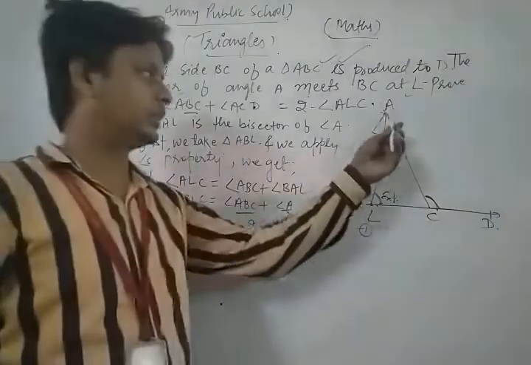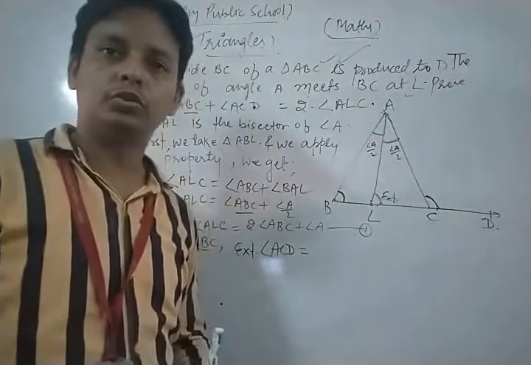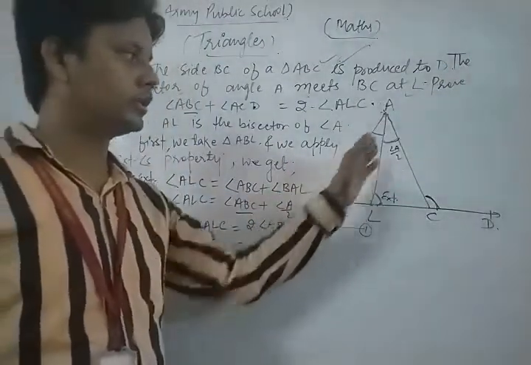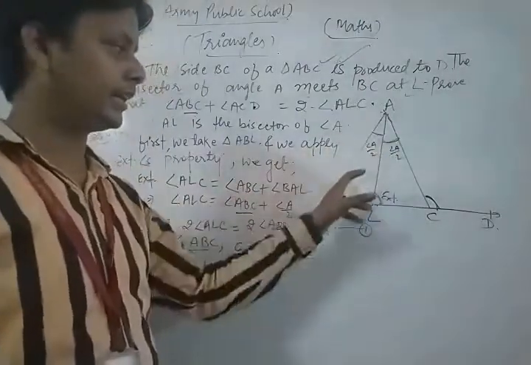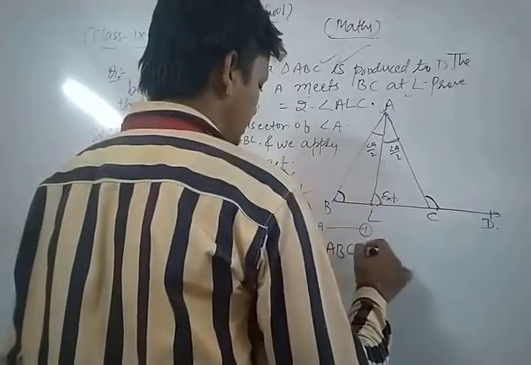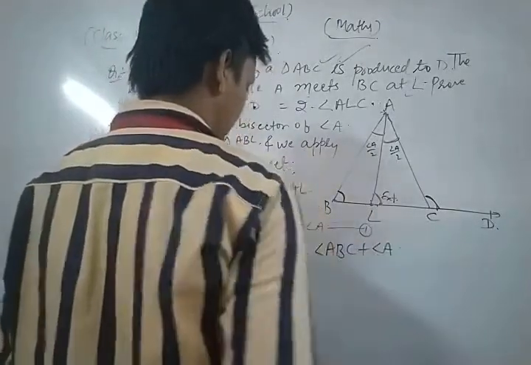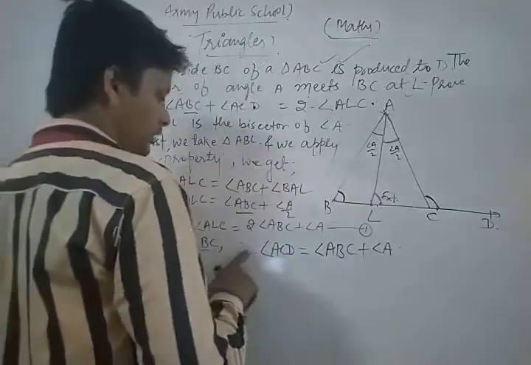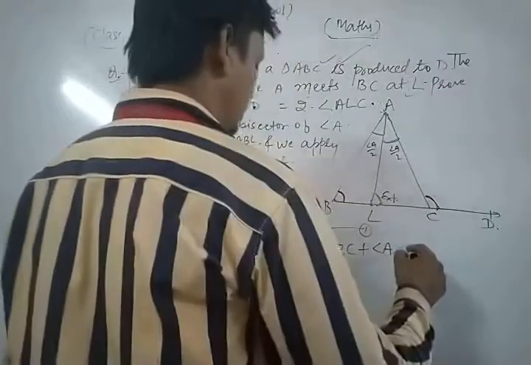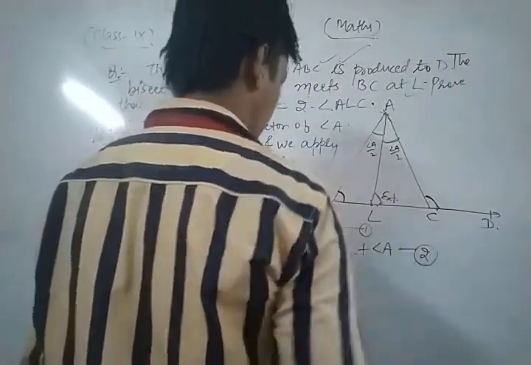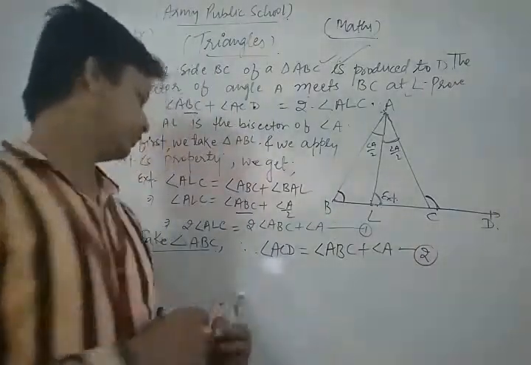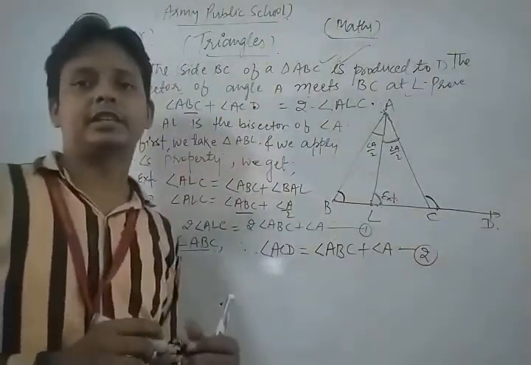Look, exterior angle ACD is equal to the sum of the two opposite interior angles, which means this is angle A and angle ABC. So it is equal to angle ABC plus angle A. This is ACD. Take this as equation number 2. Now look, this is according to the exterior angle property.